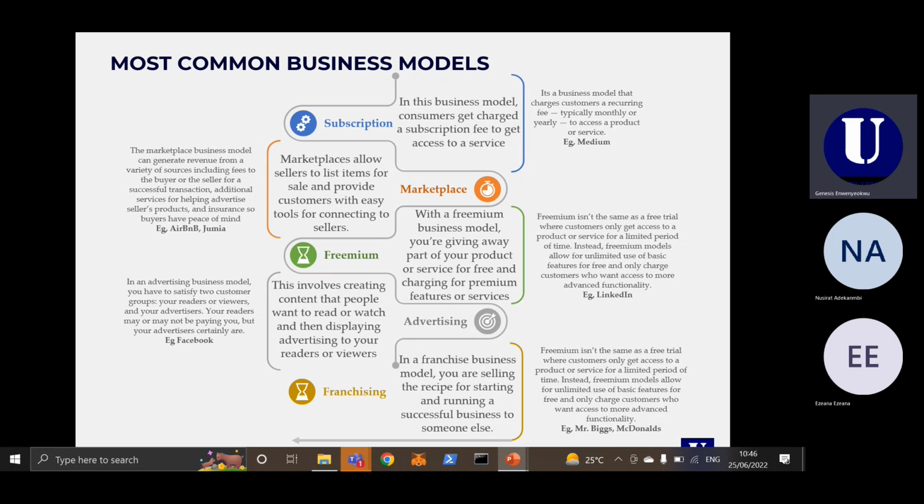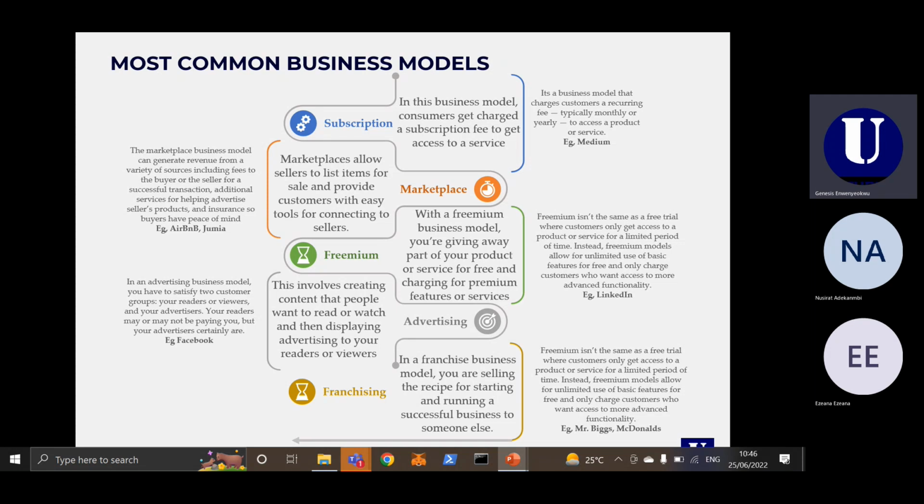Now, we also have the freemium business model. A freemium business model such as WhatsApp. WhatsApp is free. With the freemium business model, you are giving away part of your products or services for free and charging for premium features or services.